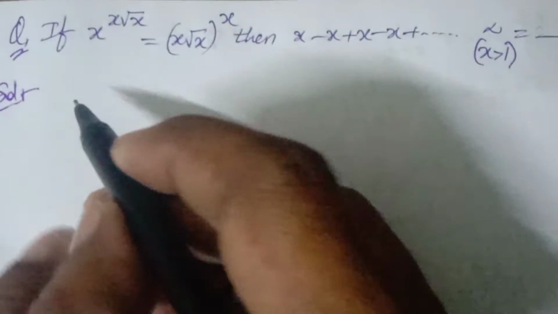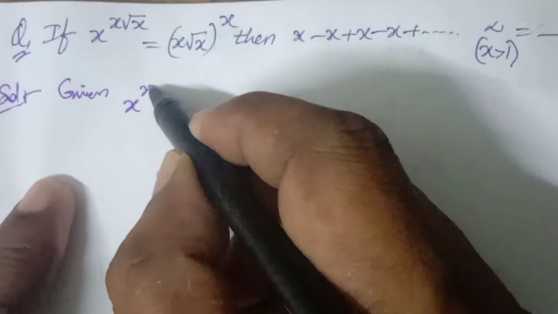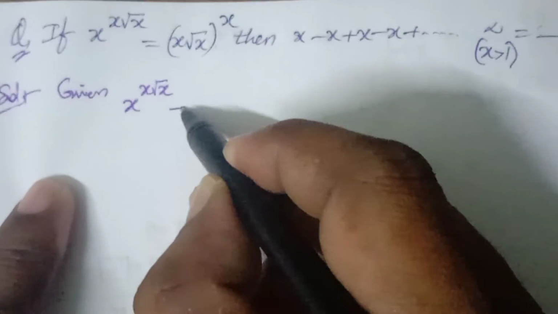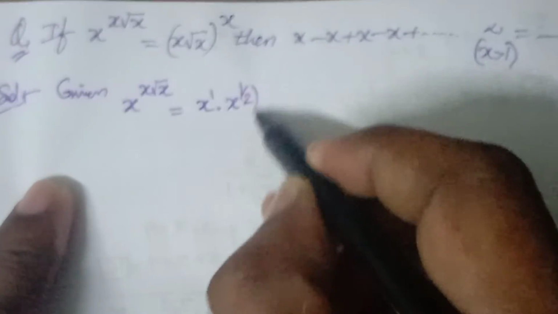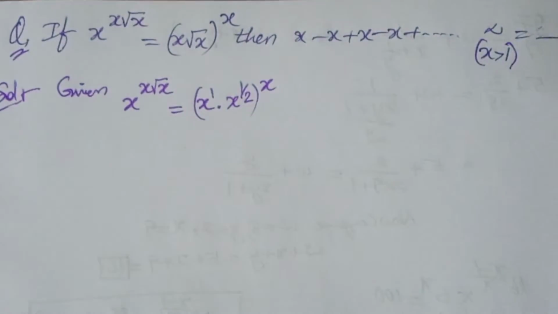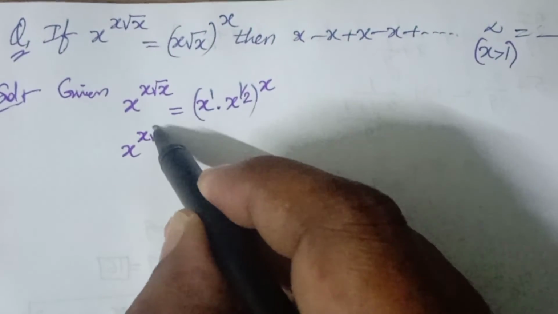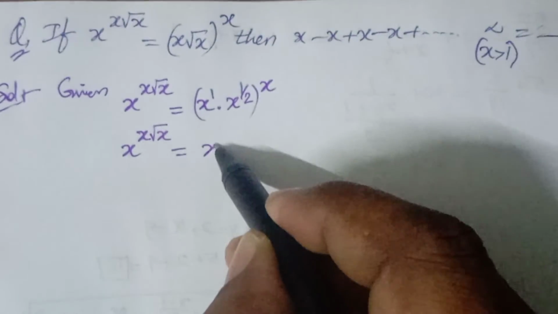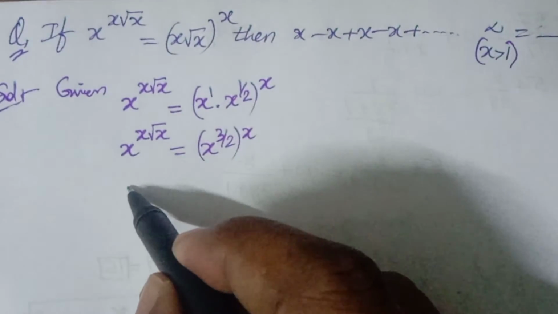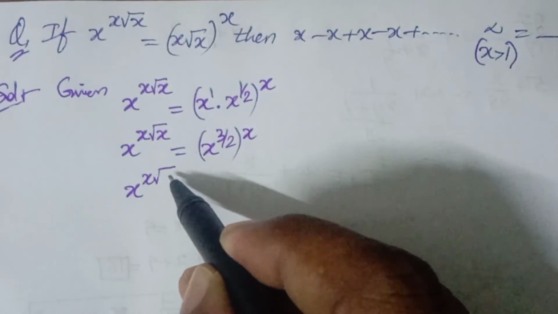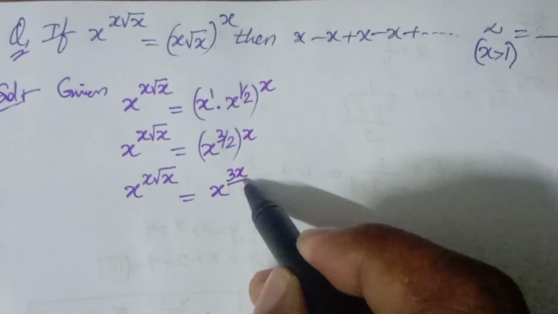So here what is given: x to the power of x root x is equal to (x to the power of 1 into x to the power of 1 by 2) whole to the power of x. So this can be written as x to the power of x root x is equal to (x to the power of 3 by 2) whole to the power of x. So x to the power of x root x is equal to x to the power of 3x by 2.